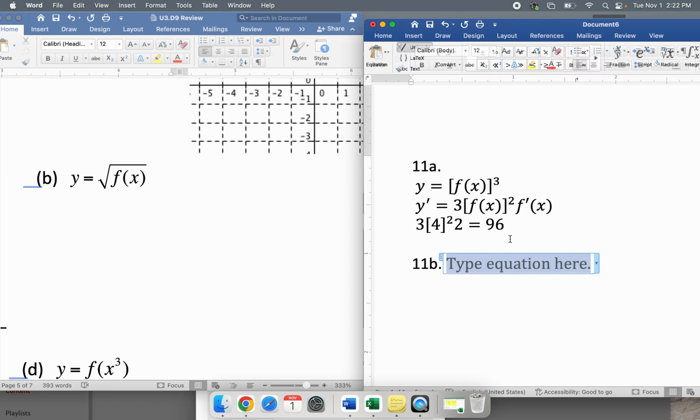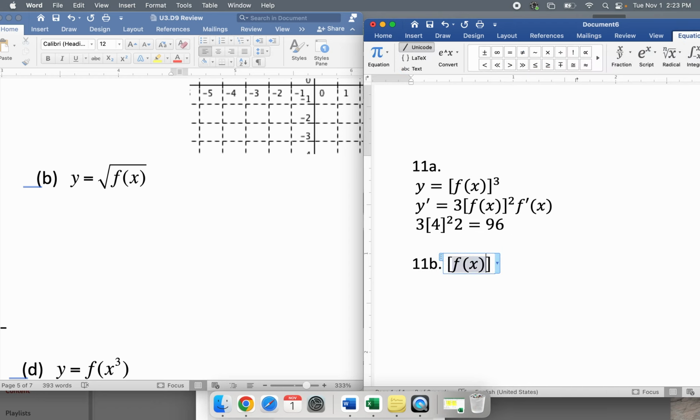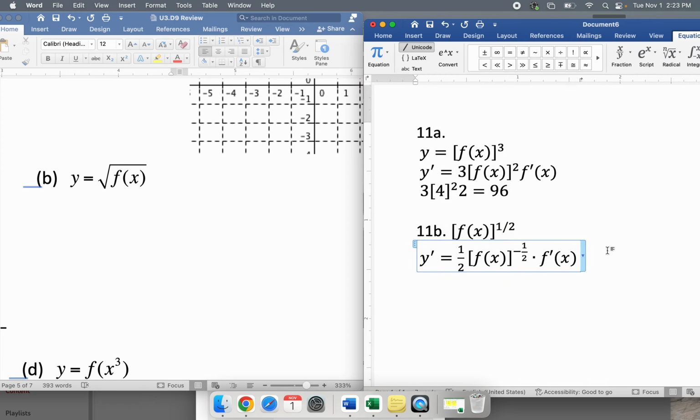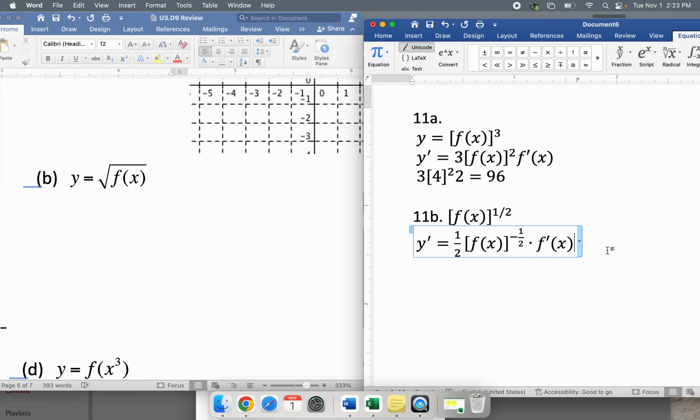So again, this is a chain rule thing. I would rewrite this as f of x to the 1/2. So the derivative is going to be y prime equals 1/2 blank to the negative 1/2. f of x goes on the inside, but then times the derivative of the inside function, which is f prime. All right, cool. So now you just got to evaluate all of that at 2.